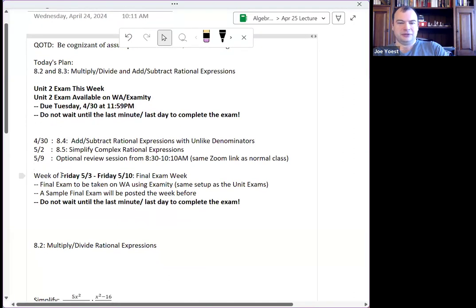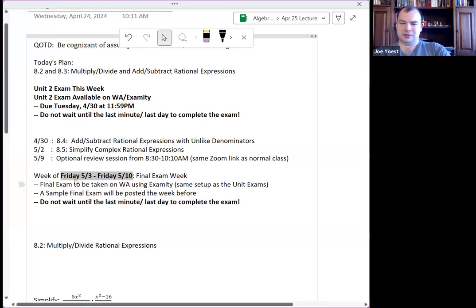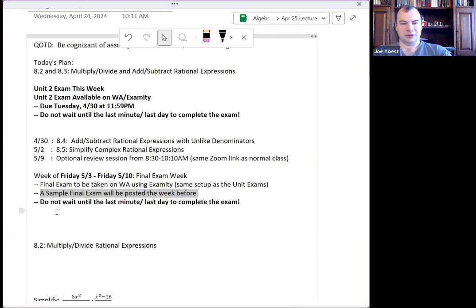And then the week of Friday the 3rd through Friday the 10th is final exam week. I extended the window a few days earlier than the technical start of final exam week, just so that you have that weekend in case the weekend works better for you. Final exam, same setup as exams 1 and 2. Take it on WebAssign using Examity. The sample final is currently available, so you can check that out to help you prepare or study for the final.